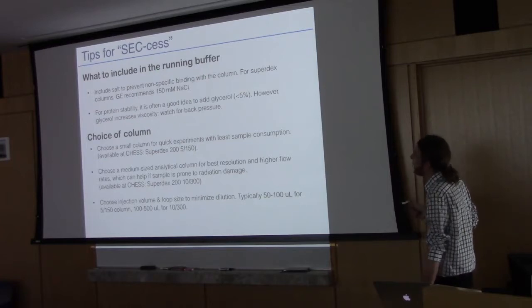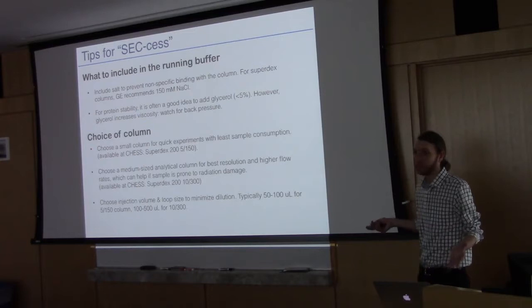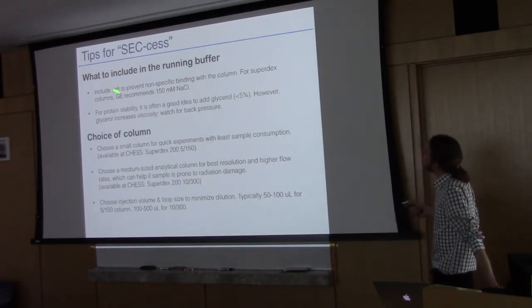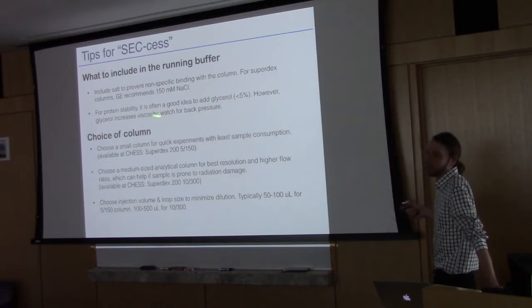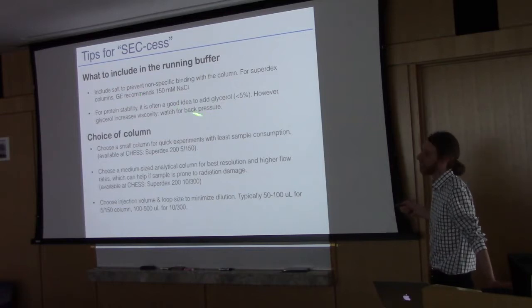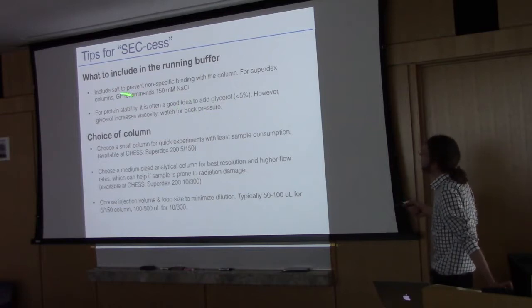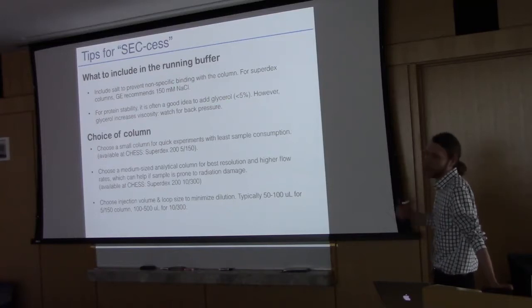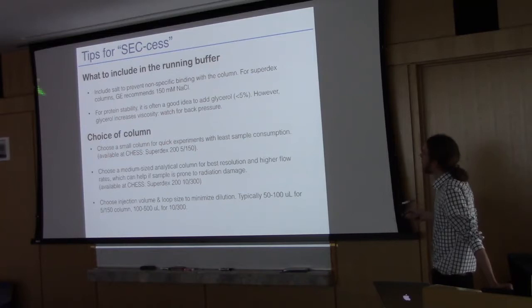And so SEC-SAXS is, I should say, a pretty general technique. There aren't a lot of constraints on what you put in the running buffer, but your column manufacturer will tend to recommend certain conditions. So for these GE columns that MacCHESS has, they recommend 150 millimolar NaCl, although we've run with 0 NaCl all the way up to much higher. This is to prevent non-specific binding to the media.